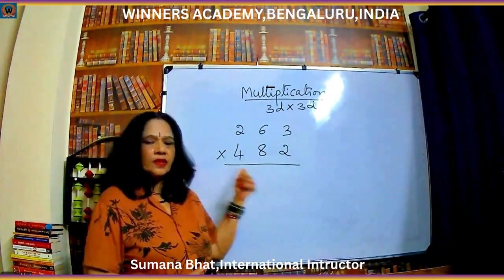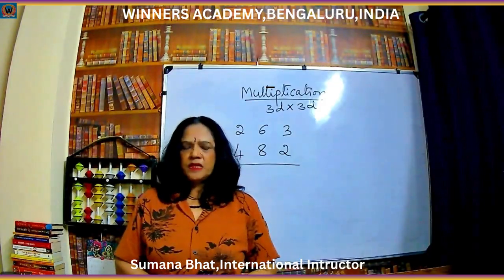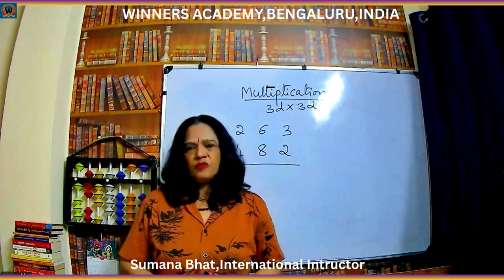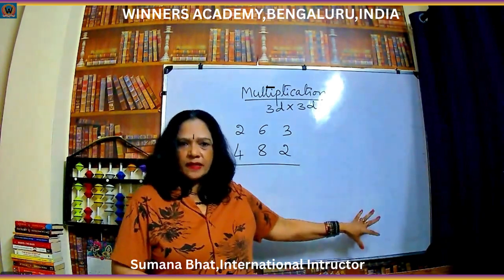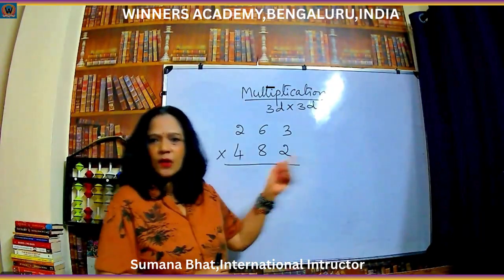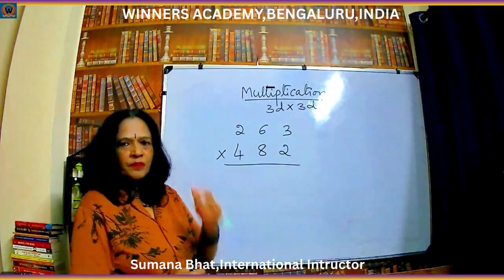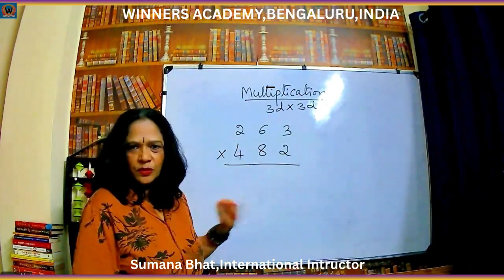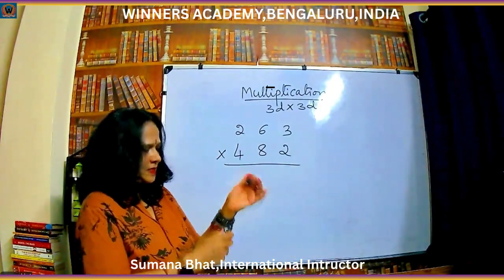Now let us see one more multiplication, 3-digit into 3-digit, in the same way as we have done before. Here we are not going to write the pattern. We have already learned the pattern. We know the pattern, we should keep that in the mind. According to that, we are going to multiply it. Okay, let us see that.